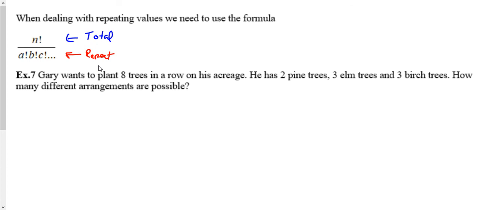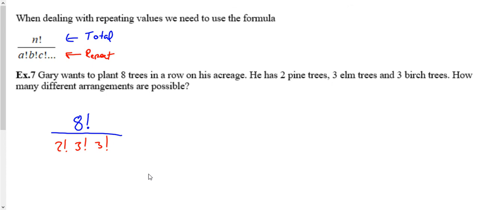In example 7, we have Gary wants to plant 8 trees in a row on his acreage. 2 are pine, 3 are elm, 3 are birch. How many different arrangements are possible? So just using our equation, how many total trees do we have? We have 8 factorial, because that's our total. We're going to divide off all of the repetition. So we're going to divide off the 2 factorial, 3 factorial, 3 factorial.